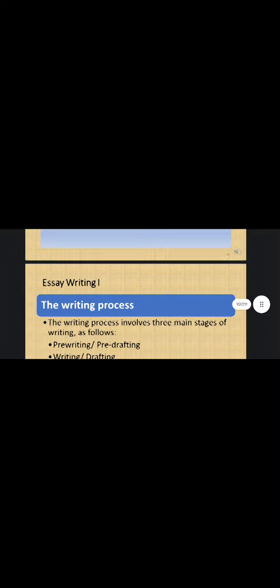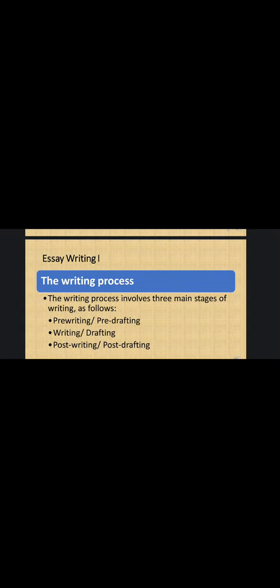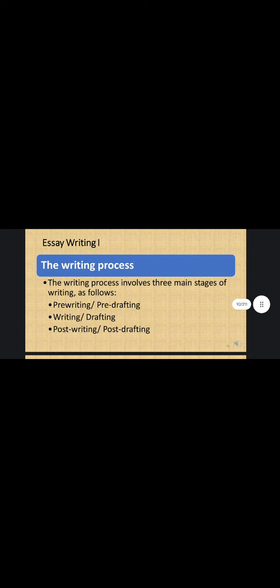Using the writing process to accomplish the essay writing task. So that is it. Now let's look at the writing process, as we've already spoken about. We have three writing processes. The writing process involves three main stages, which is what?